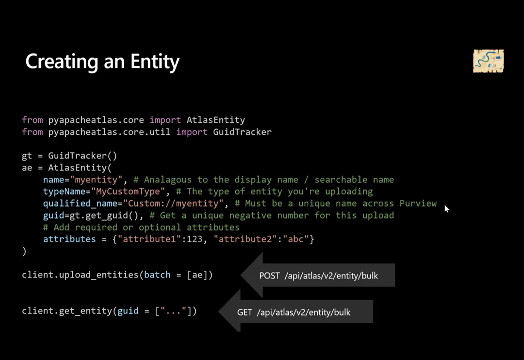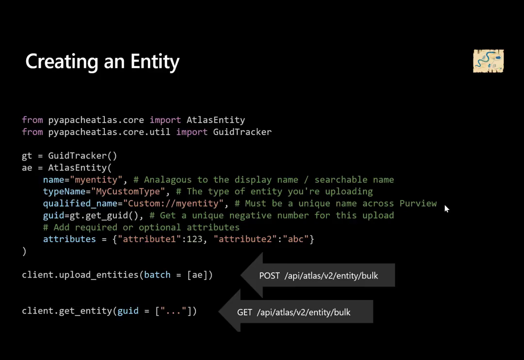Just note which one is required and be cautious if you're about to send up extra information that is not going to be recorded inside of Purview. So once we've created this Atlas entity, I'm going to upload it, and that's just a post to the entity/bulk endpoint, and that lets me post hundreds of entities at one particular time if I wanted to.